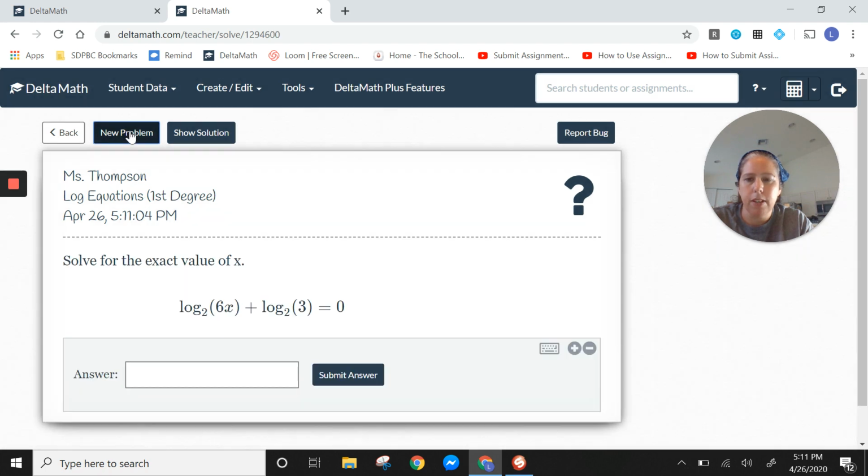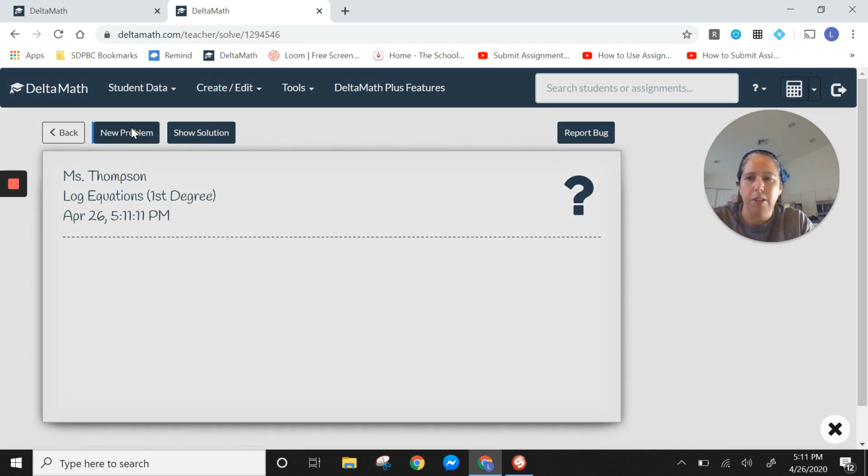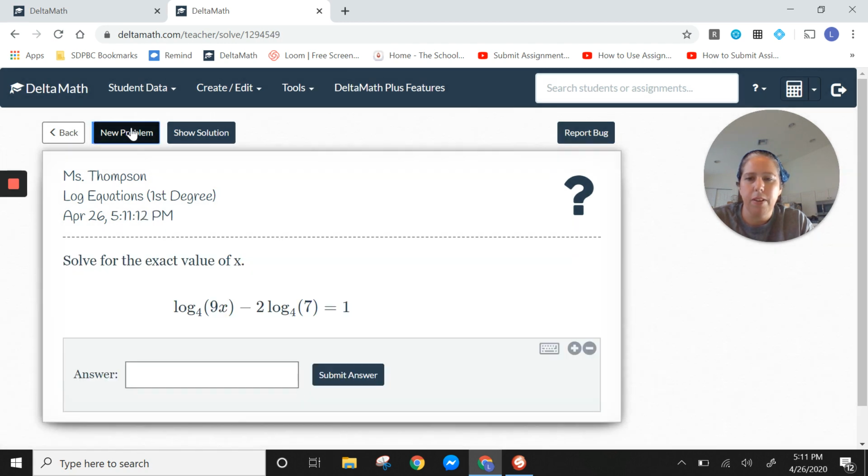Let's see. Oh, there was one trying to get one with a number in front. There we go. Oh, let's do a multiply one. All right, so let's do this one. So log base 2 of 2x plus 3 log base 2 of 3 equals 0.